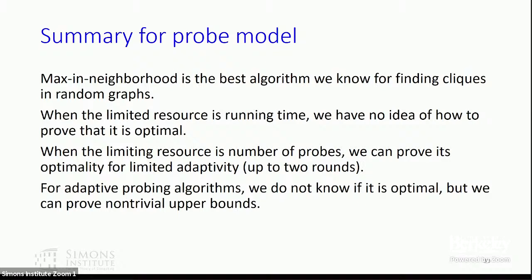Okay. So, summary of the probe model. The max-degree neighborhood algorithm is the best algorithm we know for finding cliques in random graphs. When the limiting resource is running time, we have no idea how to prove that it is optimal. But when the limiting resource is the number of probes, we can prove its optimality if there's limited adaptivity, up to 2 rounds. And for more rounds, we have non-trivial bounds. So there's hope that maybe we'll be able to determine if it's optimal or not. Ideally, we'll find that it's not optimal and get new ideas of how to also use algorithms in the computational setting. But we don't know.